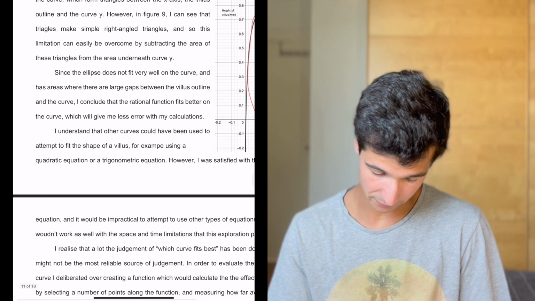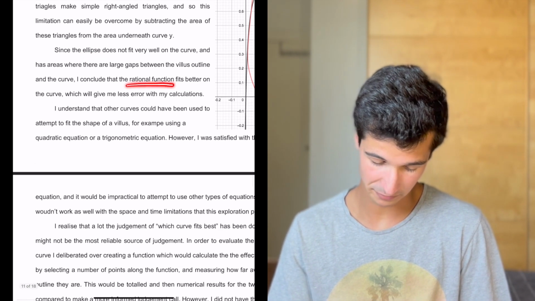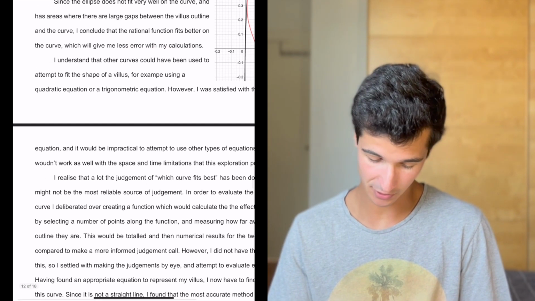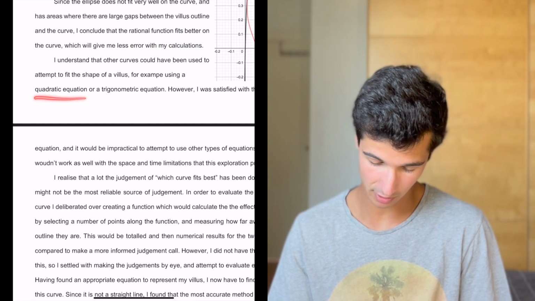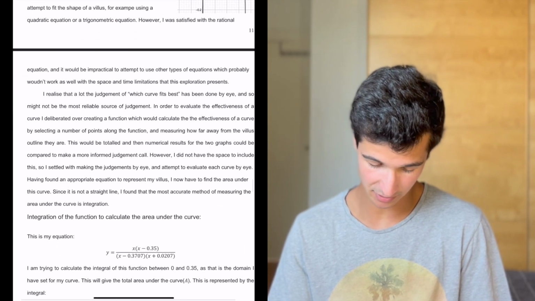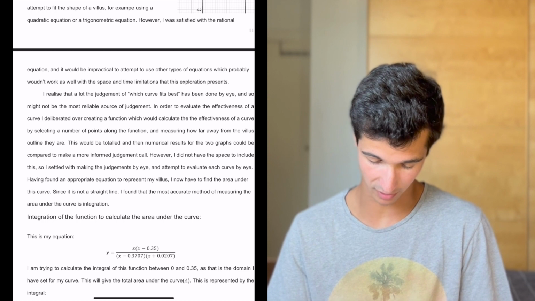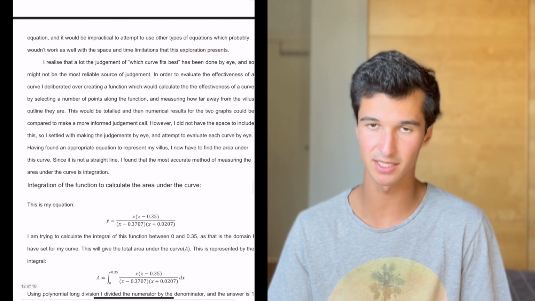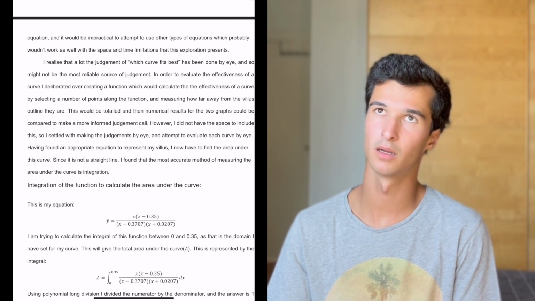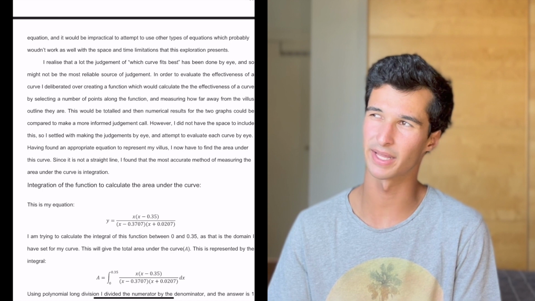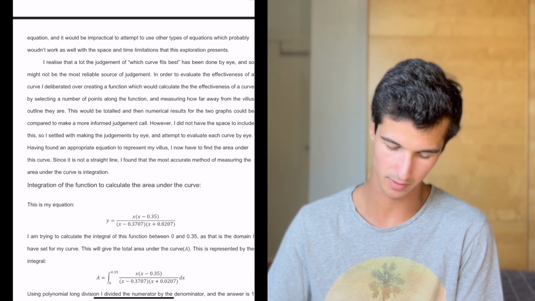Since the ellipse does not fit well, I conclude that the rational function fits better, which will give less error in my calculations. I understand the other curves, quadratic equation, trigonometric equation, however I was satisfied, and it would be impractical to attempt other types, which probably wouldn't work as well with the space and time limitations that this exploration presents. Remember, this exploration has to be like 20 pages maximum or something like that. I think the other ones were 12, like chemistry and biology, but this one's 18 pages.